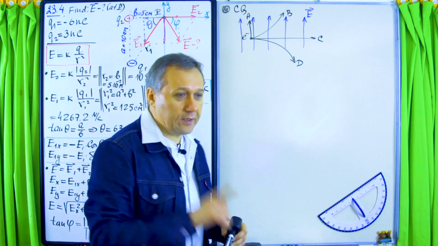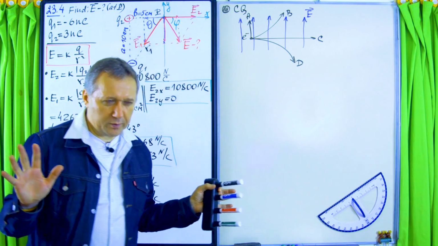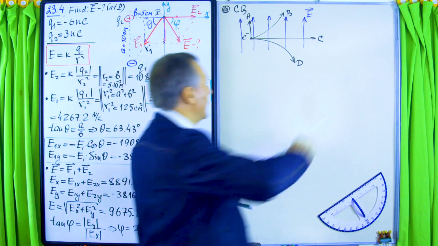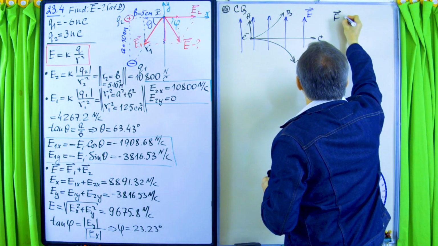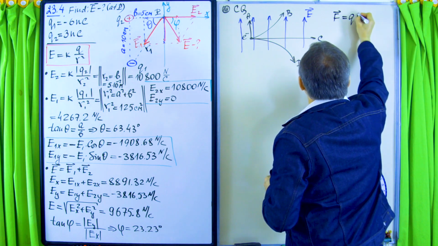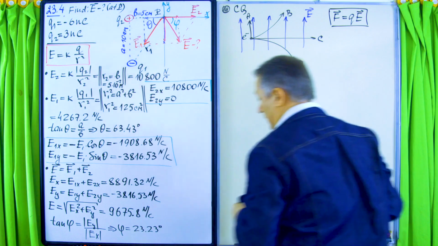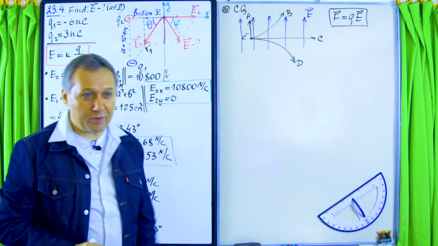So in the previous class, we wrote down one of the fundamental formulas in physics, the expression for the electric force. And it's this: F equals Q times E. One of the fundamental formulas in physics. So now we just need to apply it in our case.